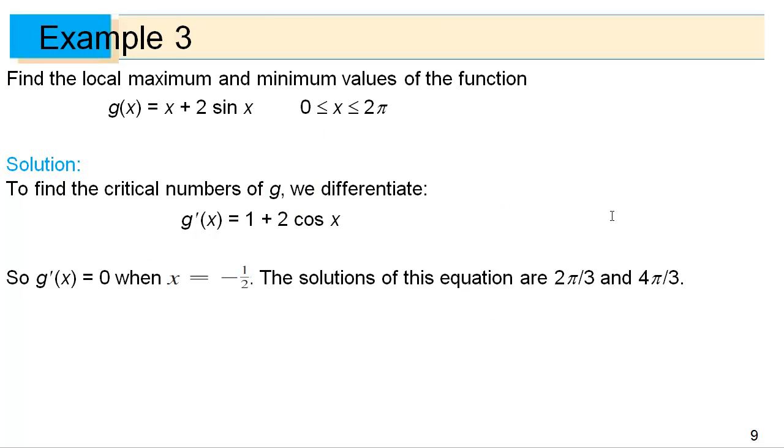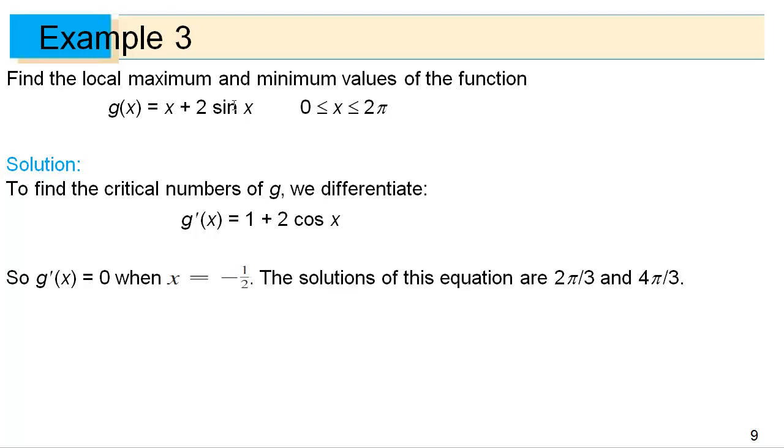All right, let's see if we can put it all together and find the local max and local min of the simple function x plus 2 sine x. And we're going to cut it and only look at it on the interval from 0 to 2 pi. So the first thing we want to do is find critical numbers. And you'll remember from previous lessons that to find the critical numbers, you have to take the derivative and set it equal to 0.